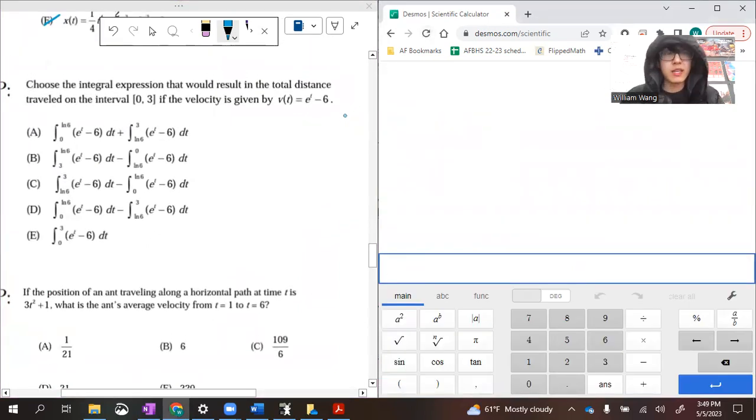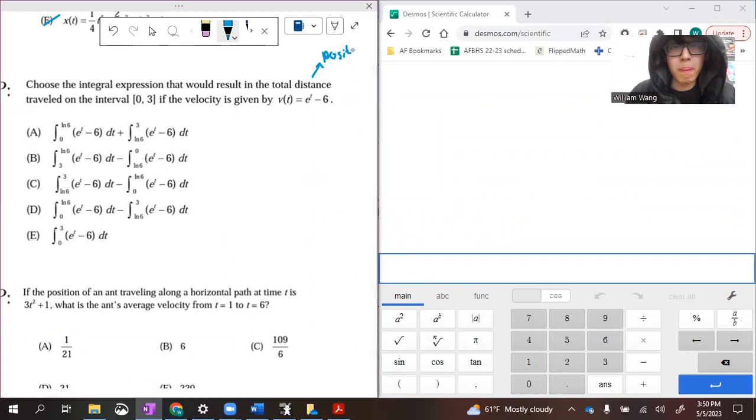Next question. Choose the integral expression that would result in the total distance traveled on the interval from 0 to 3 if the velocity is given by the function v of t is equal to e^t minus 6. Okay, so here's the thing. Distance is related to position, but it's not exactly the same.